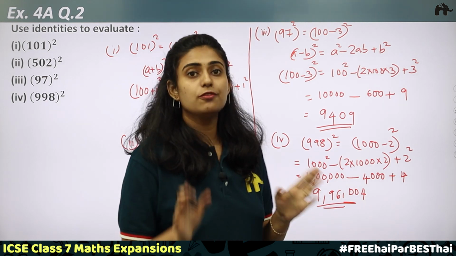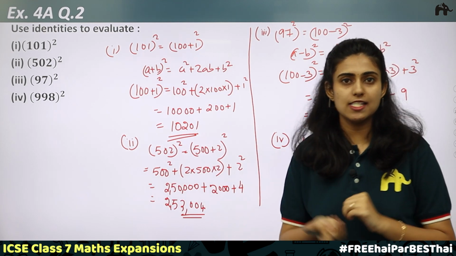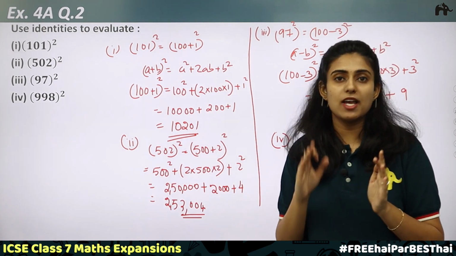Okay. So, if you have, for example, 95, how can you write 95? 95 will be 100 minus 5. So you will be finding 100 minus 5 whole square.